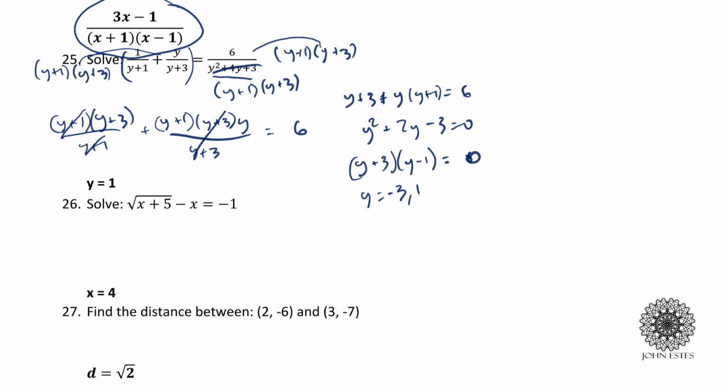Now, one thing that I forgot to mention is at the very beginning, I needed to check to see what I'm not allowed to have. So here, notice from these and from this denominator as well, that I know that y can't be negative 1 and negative 3. And since I got negative 3 as an answer, that's actually a false answer because that was never even possible to begin with. So I'm left with y equals 1.